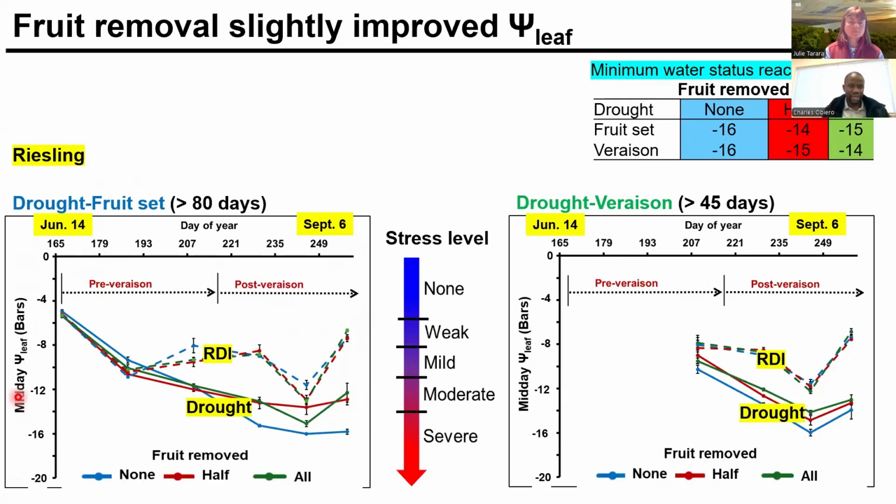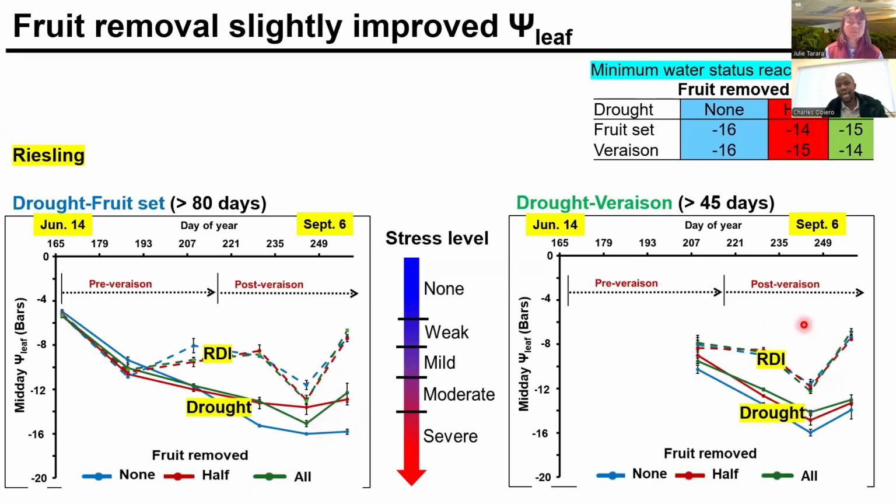The y-axis is still the midday leaf water potential, and the dashed lines are still the industry practice, and the full lines are the drought. The green ones are vines where I did not remove the fruit. The red ones are where I removed half of the fruit, and the blue is where I removed all the fruit. And you can see that there was some kind of a difference.